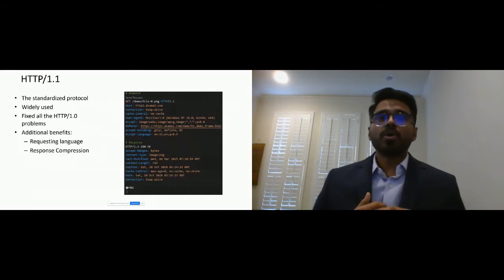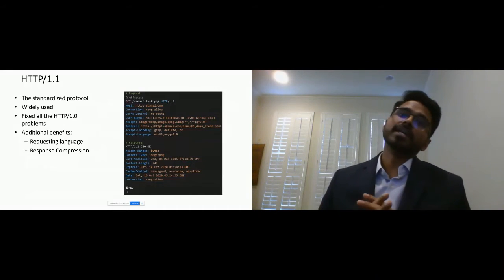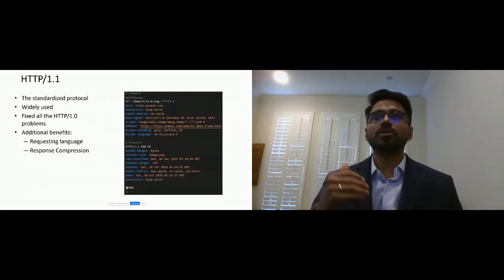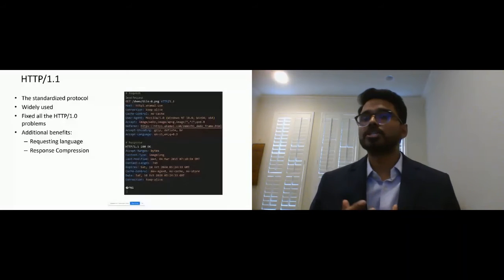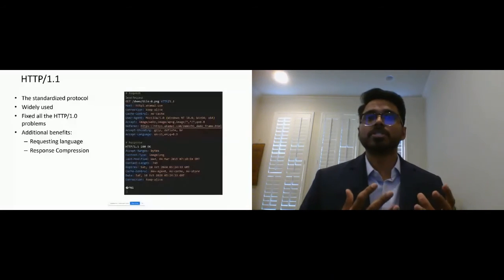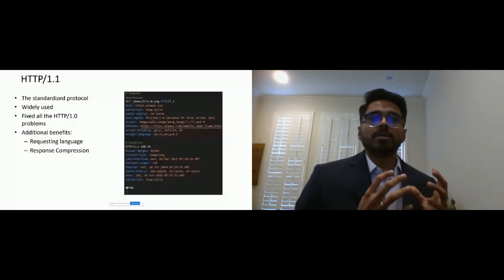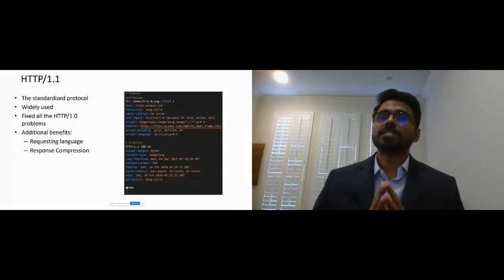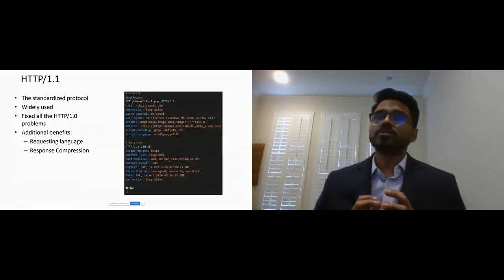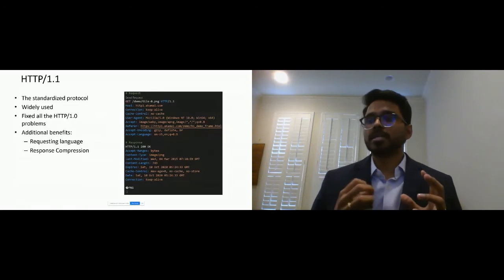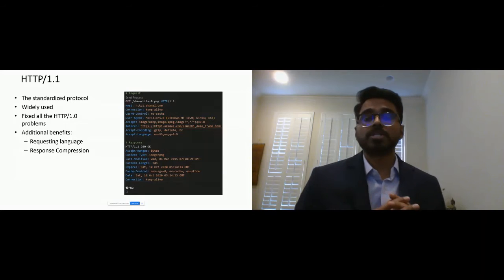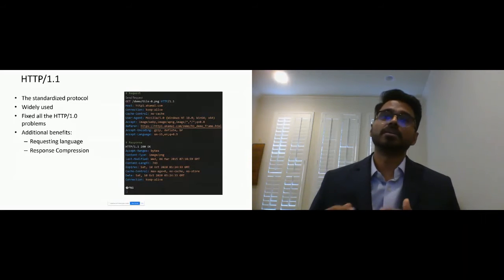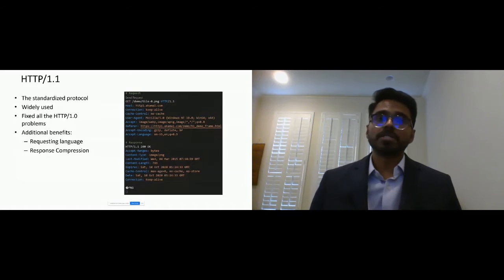And 1.1 basically fixed all the problems that were in HTTP 1.0. It also gave some additional features like requesting language. Previously, it was just English. Now you can request French, Spanish, and so many other languages. It also introduced the possibility of compressing your response. This was a very big deal because we want speed. Over the years, people wanted content to be faster. So response compression is one thing that definitely helped with the speed of the response.